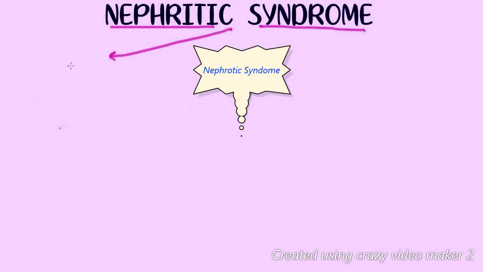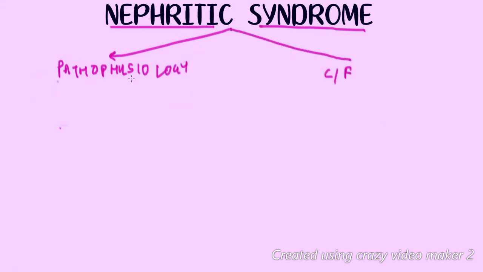In this video, we'll mainly focus on the pathophysiology and the clinical features which are found in case of the nephritic syndrome. In the subsequent videos, we'll take on the specific types of diseases which produce the nephritic syndromes, but in this video we'll mainly restrict ourselves to pathophysiology and the clinical features. So let's give it a start.